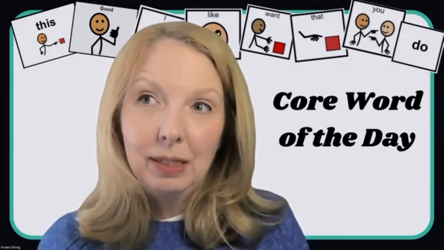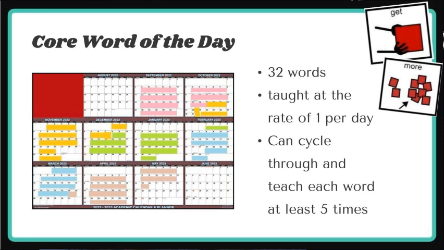Alternatively, if you look at this visual, you've got 32 words taught at a rate of 1 word per day. You can get through all 32 words in kind of a month and a half. And then you can cycle through those words 5 times by the second week of May. You're almost done cycling through those 5 times. So that is a lot of exposure.